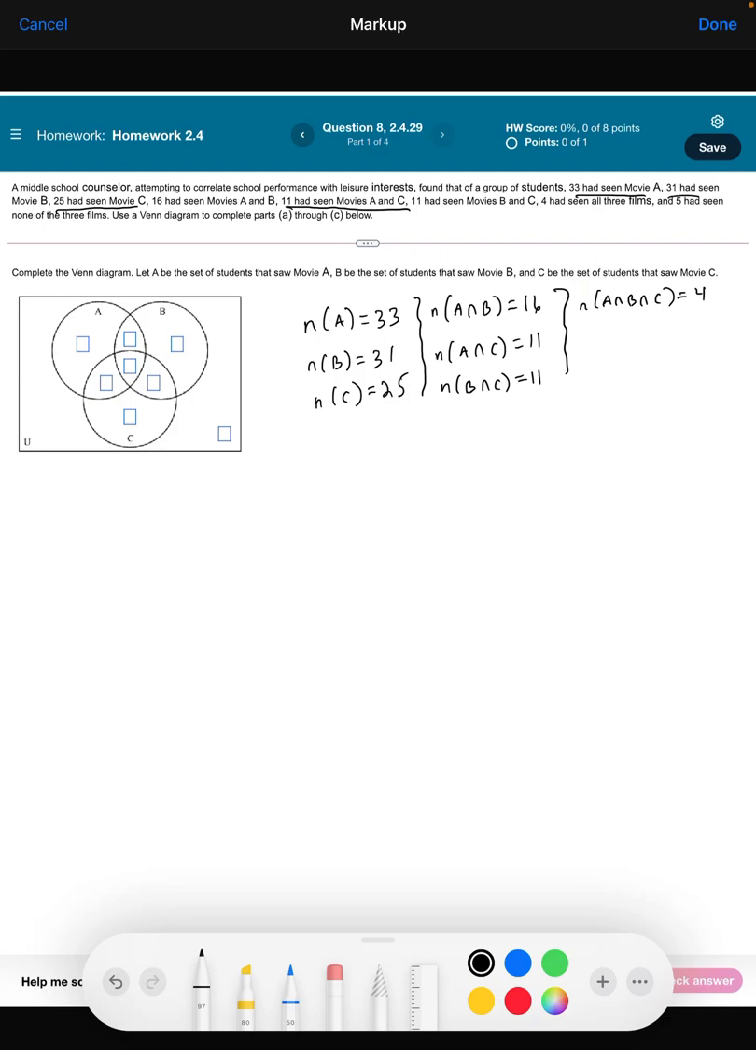Right, so the cardinal number of the complement of all of them is 5.